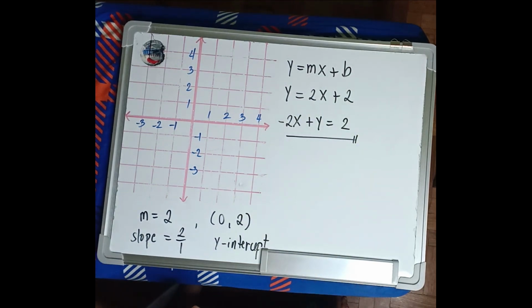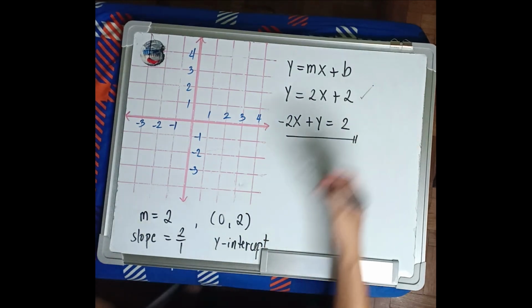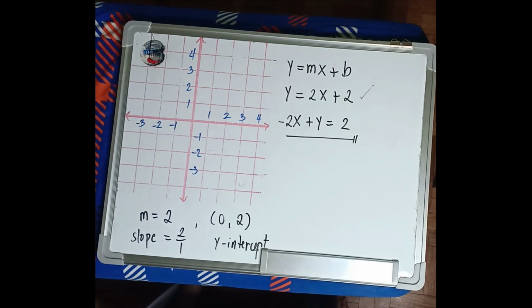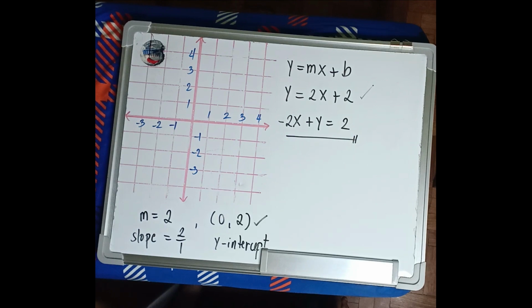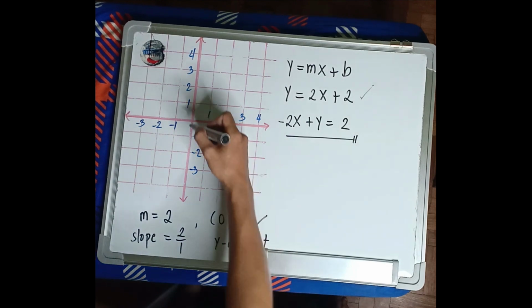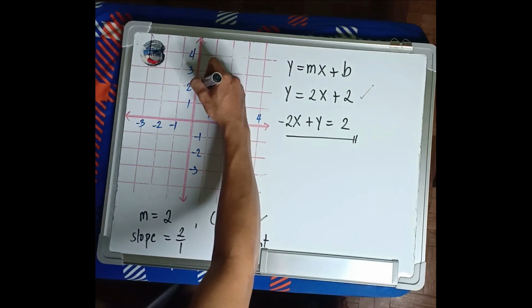And for our graph, we may use this given. So our slope is 2 with the y-intercept (0, 2). So when we graph this, use first the y-intercept. So we have 0 value for x and positive 2 for y. So the point will be located at this point.